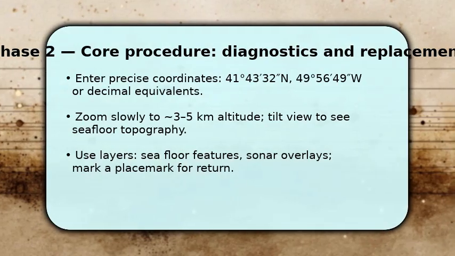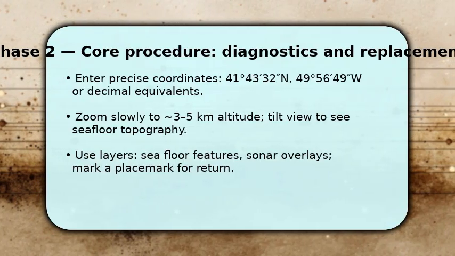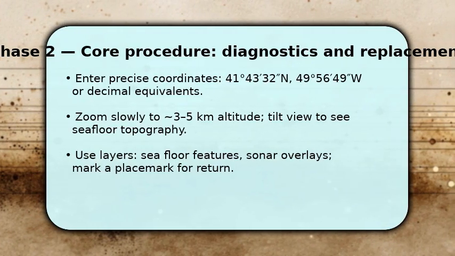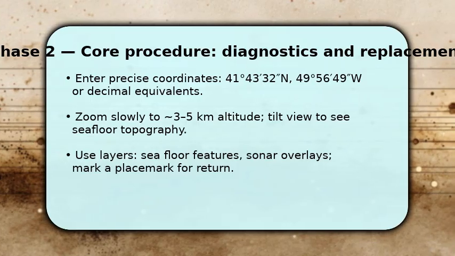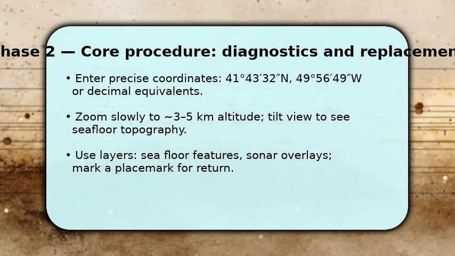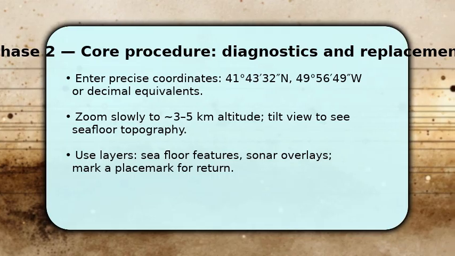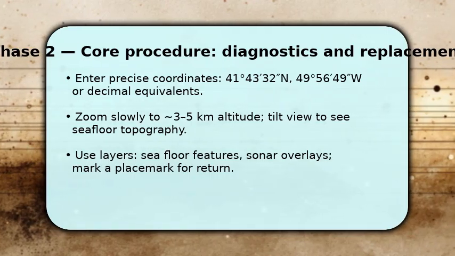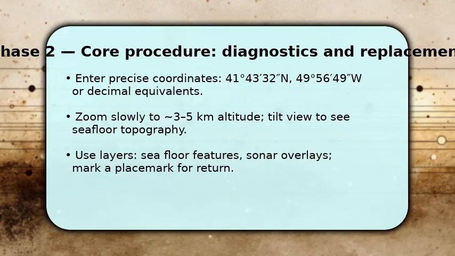With coordinates entered, you zoom slowly down to around 3 to 5 kilometers altitude so details start to resolve without losing context. Tilt the view to an oblique angle to reveal seafloor contours. This is why bathymetry and sonar overlays matter. They make linear wreck features stand out.